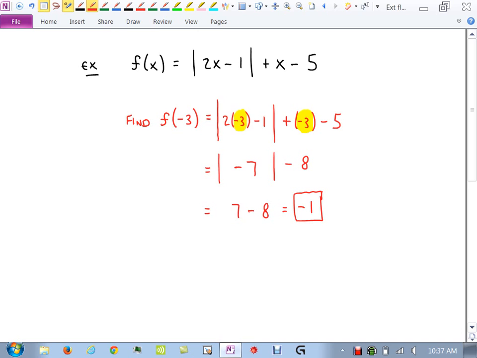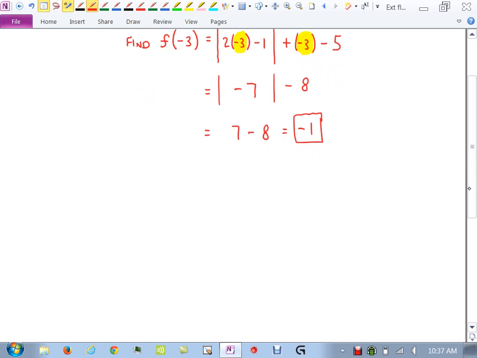Okay, so here's what I'd like for you to do for homework. Look at page 242. Look at problems 37 through 51, odd. Ignore ordered pairs.